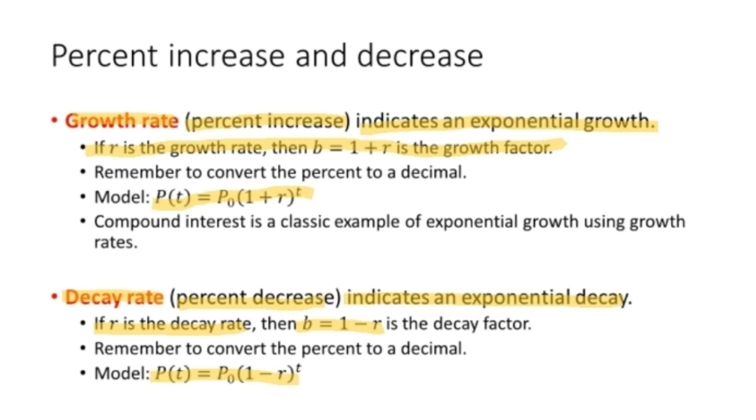Now, this formula should look familiar to you. Back in a previous unit, this was our formula for compound interest. So compound interest is an example of an exponential growth, where the rate at which the interest is accruing would be an example of a growth rate, not a growth factor. So be very careful with the difference between a growth or decay rate versus a growth or decay factor.